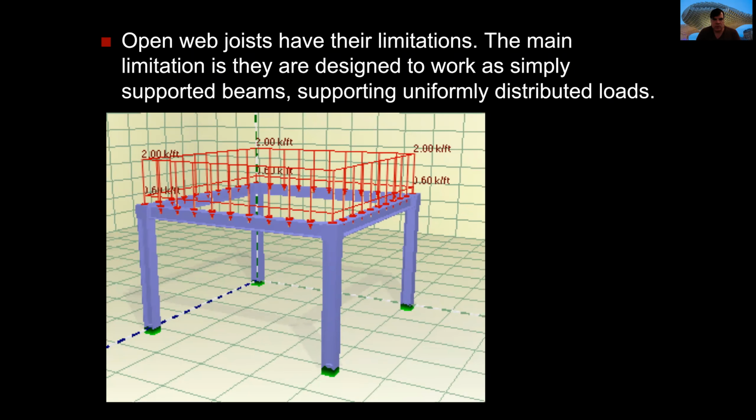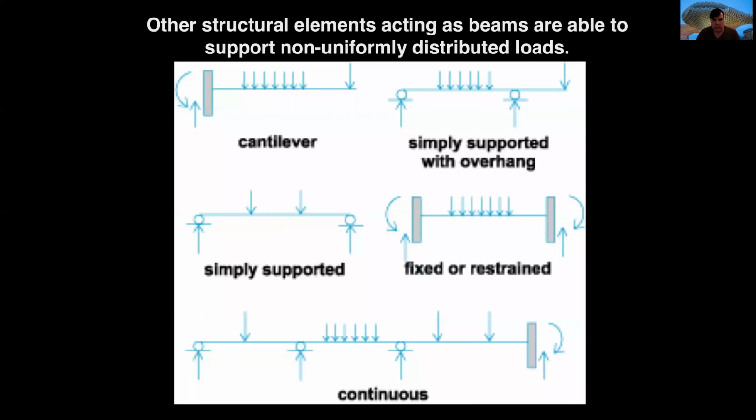However, web joists have limitations, and the main one is that they are designed to work as a simple support beam. I mean, they will support uniformly distributed loads. We studied in the past several types of beams, and we did a diagram of moments and shear when we have forces that are not uniformly distributed, and that is not convenient for this kind of element. It is convenient that you have a distributed load.